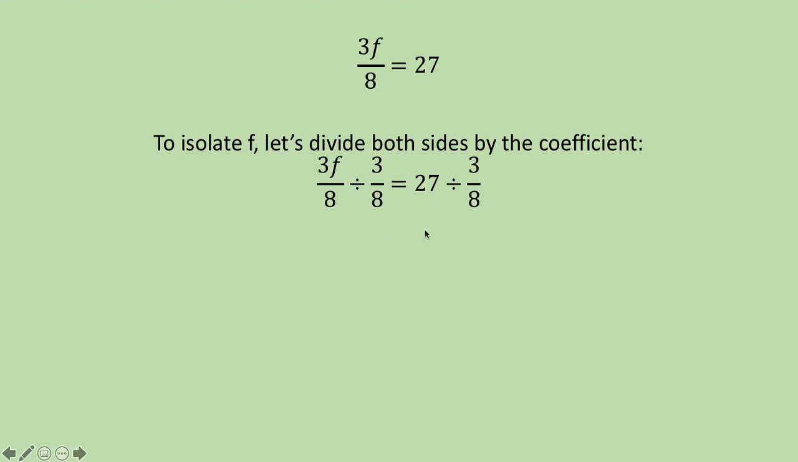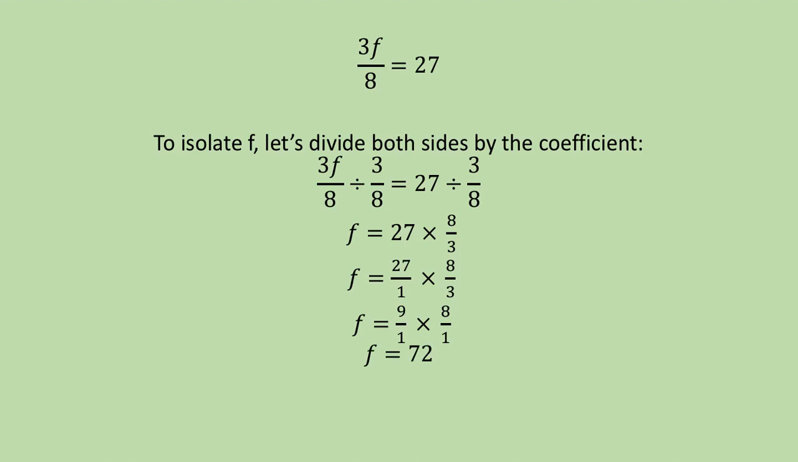I've got 27 divided by 3 over 8, which I can think of as 27 times 8 over 3 if I just get the reciprocal here. I'm going to put this 27 over 1 just so that it makes it easier to see that it's a fraction. Now I'm going to do a little cross canceling. I can divide this 27 by 3 and this 3 by 3, which leaves me with 9 up here and 1 down there. And then I do 9 times 8 on the top to get 72, and 1 times 1 on the bottom just leaves me 1, so I end up finding out that f is 72.